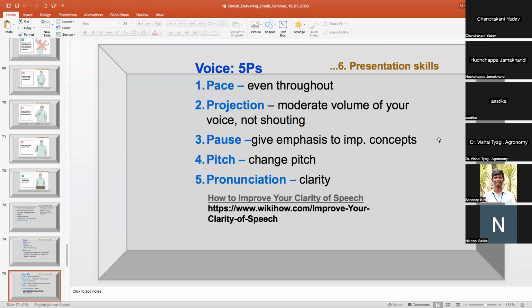Beginning to the last. Projection: moderate volume of your voice, not shouting. It should never look like shouting. It should be moderate volume, not too low, not too high.